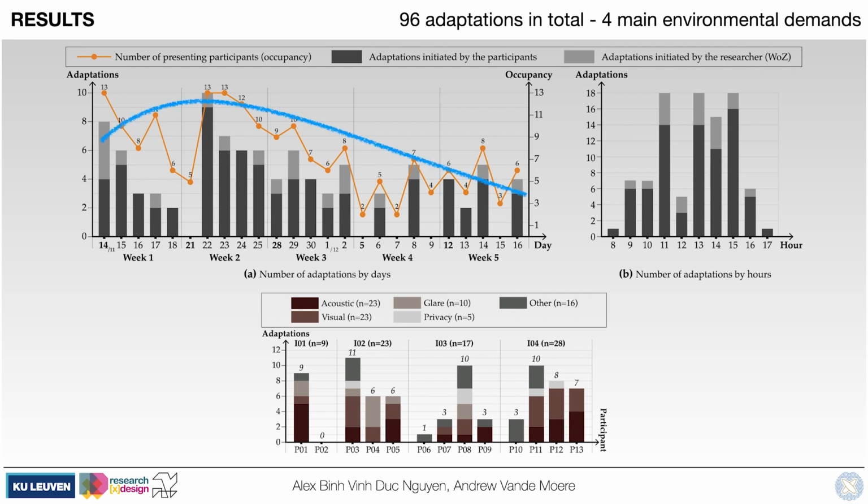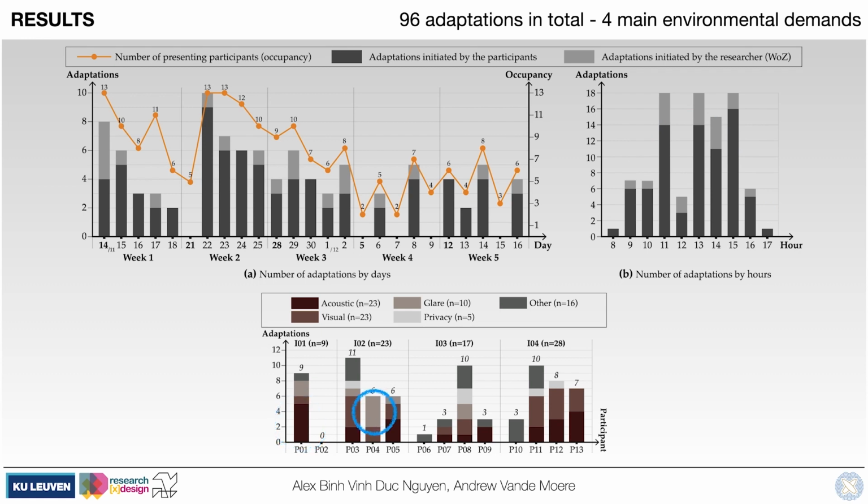The number of adaptations was highest during week 2, when participants were sufficiently familiar with the partition, and started reducing from week 3, when fewer participants were coming to the office. In a day, the number of adaptations was highest during the busiest work hours, from 11 to 16, except for the lunchtime at 12. Between the work islands, participants at Island 1 consistently focused on acoustic demands.